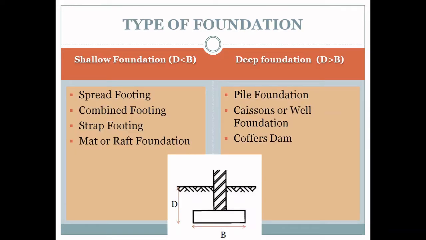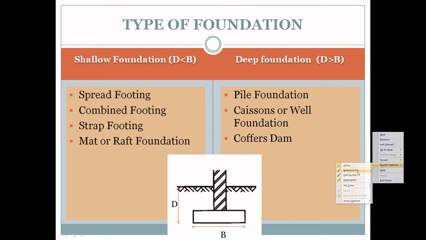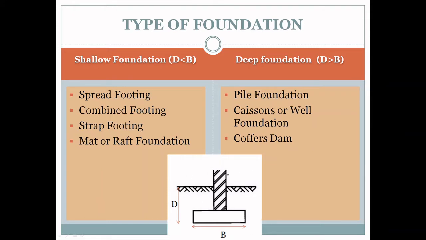Foundations may be classified into two types: shallow foundation and deep foundation. So first of all, what is a shallow foundation? According to Terzaghi, a foundation is shallow if its depth is equal to or less than its width. In this figure, you can see the image of a foundation. If the depth of the foundation, which is D, is equal to or less than the width of the footing, it is known as a shallow foundation.